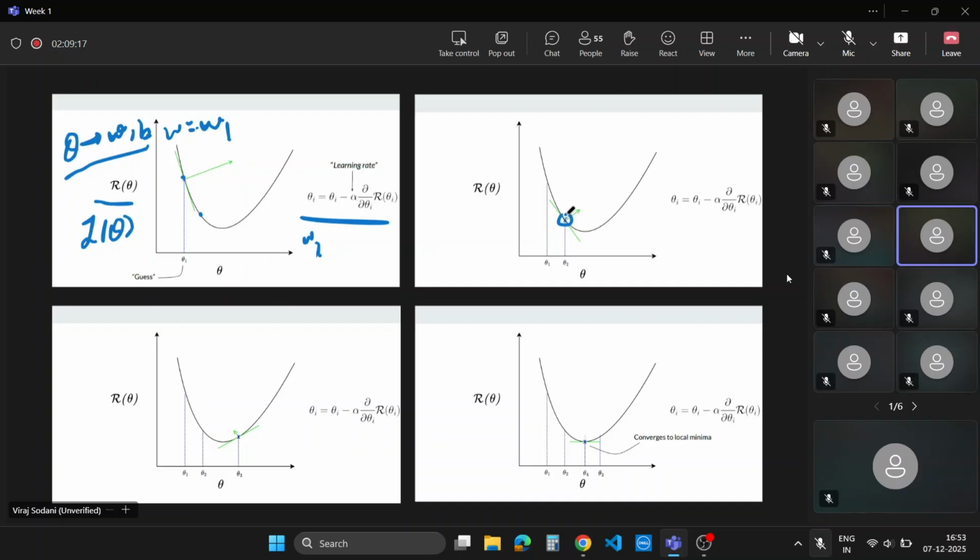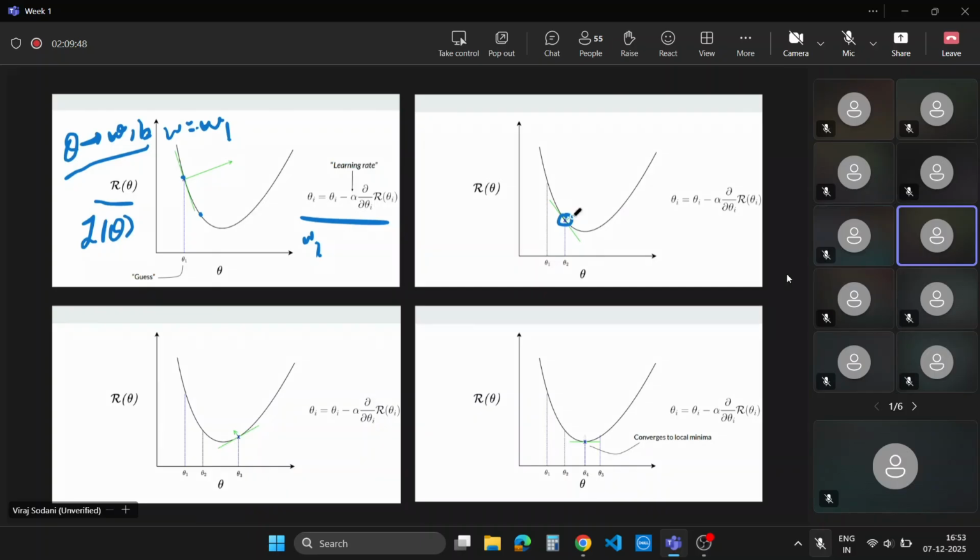I'll again say the derivative here is negative and there's already a negative sign in the formula. So minus minus becomes plus and you'll be incrementing some positive quantity to the originally selected W1. And further, here the same thing: the rate of change, the derivative, is negative. There is already a negative. So overall, you will be incrementing something.